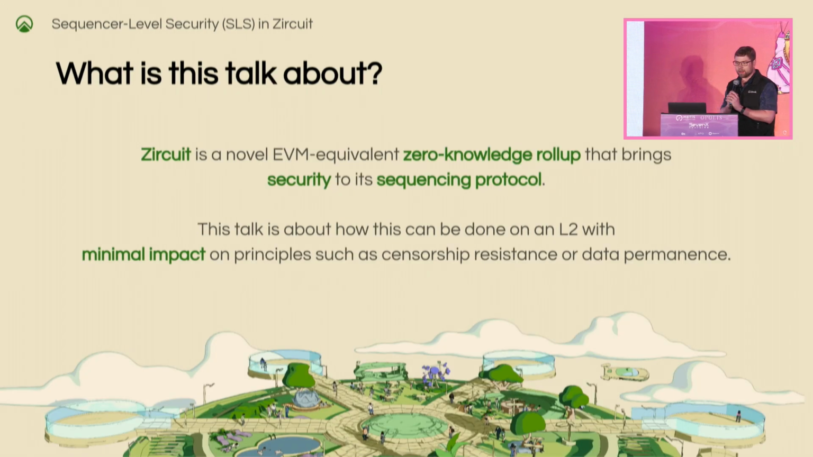So what is this talk about? This talk is about Zircuit and its sequencing protocol, because it works a little bit differently. It brings security to the level of the sequencer. And this talk specifically is about how we do this with very minimal impact on principles such as censorship resistance, data permanence, and redirection of the chain.